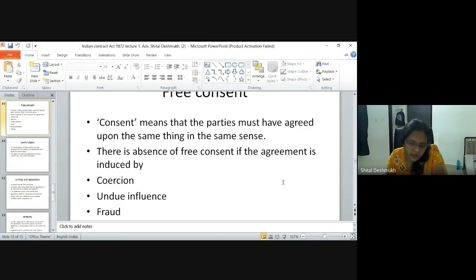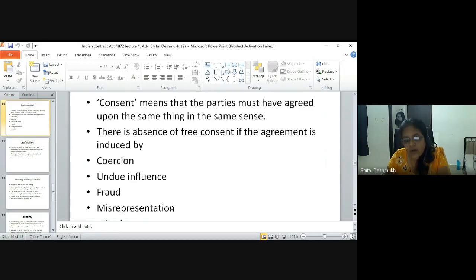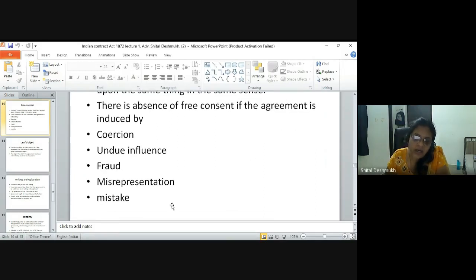Then another is free consent. The free consent of all the parties to an agreement is another essential element. But what is consent? Consent means the parties must have agreed upon the same thing in the same sense. We can say there is absence of free consent if there is coercion. Coercion means any kind of force, or undue influence, meaning under the influence of somebody, of natural love or affection, or a fraud, or misrepresenting something, or under a mistake.